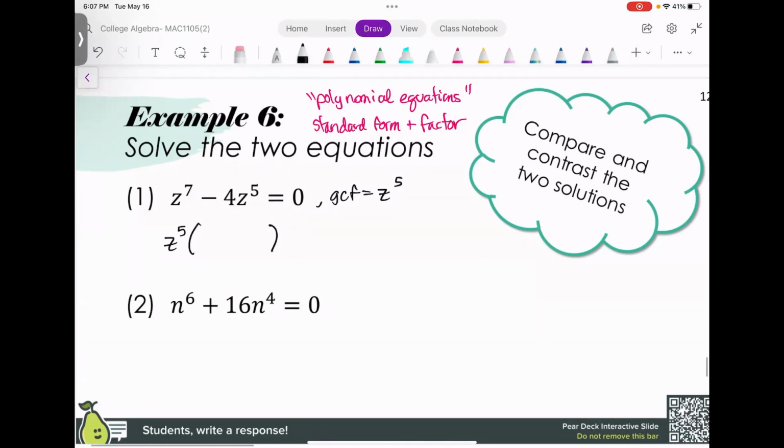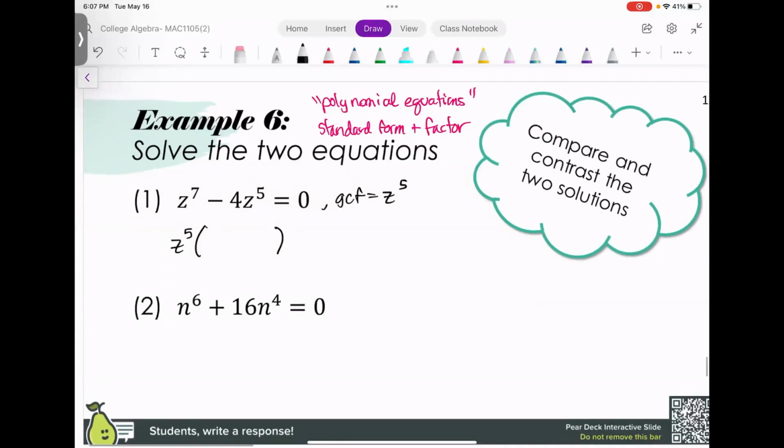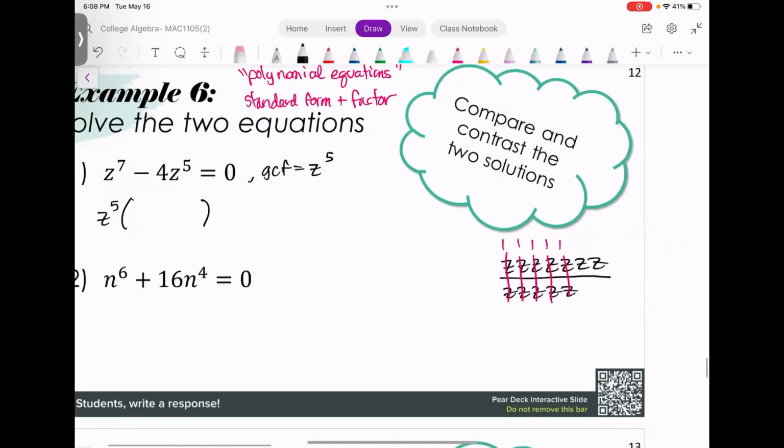And if I divide z to the power of 7 by z to the power of 5, I'm going to show you what that looks like. I put the line through my z's to make it not easily confused with a 2. All right, every time I have z over z, it equals 1. So I have 1 times 1 times 1 times 1 times 1 times z. That's z squared. That's what I'm getting when I say divide by z to the power of 5.